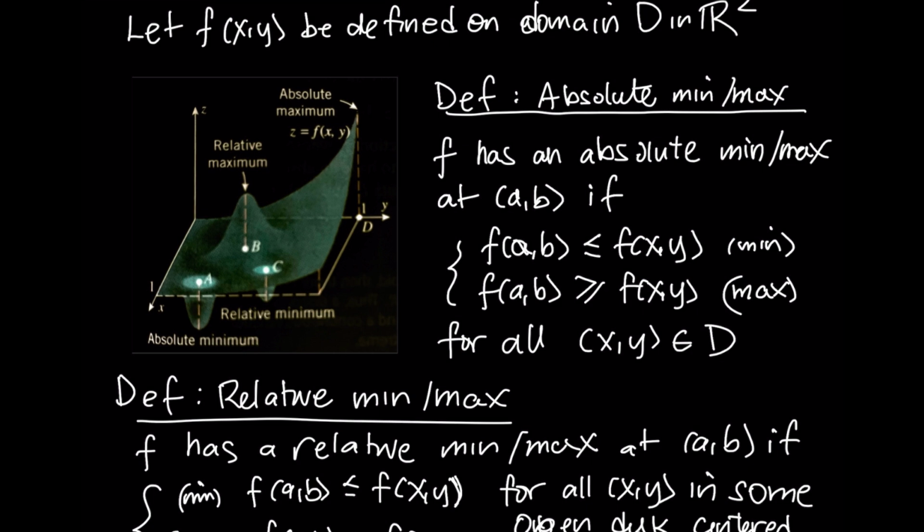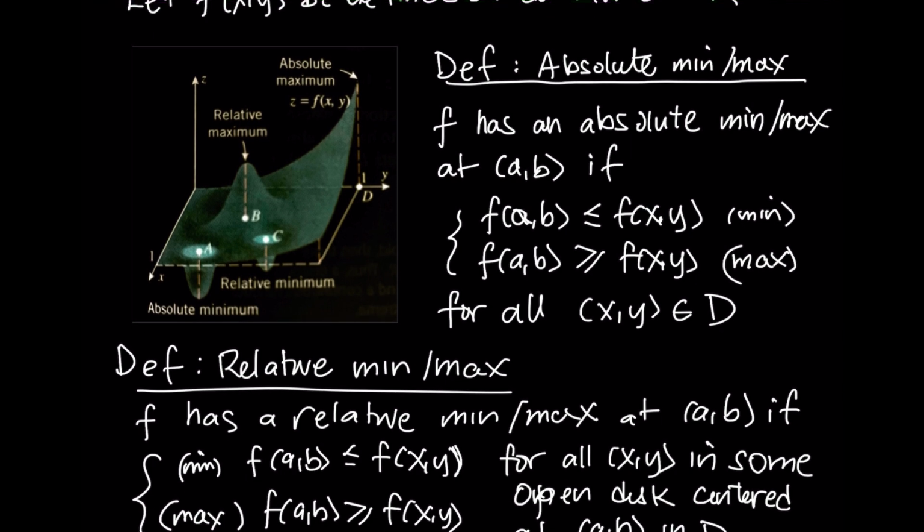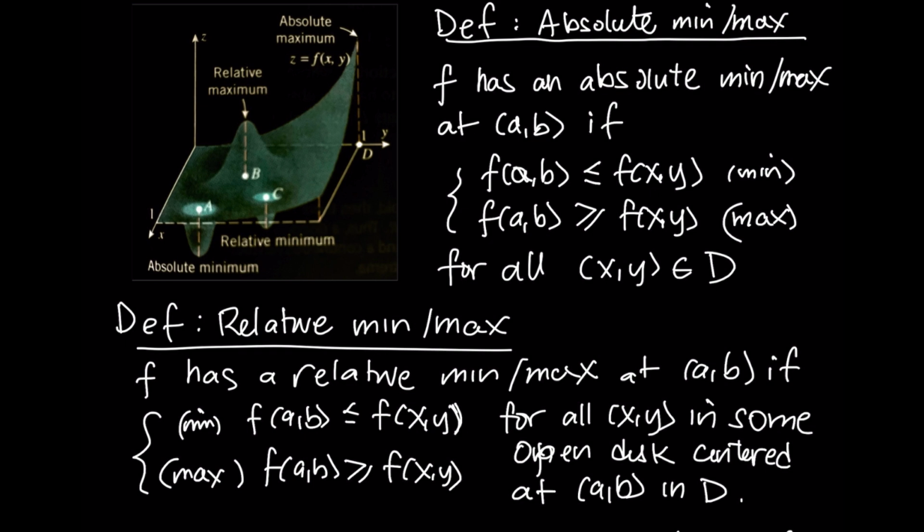Now remember that an absolute minimum or maximum can happen either in the interior of your domain, like it does for the minimum here, or it could happen at the boundary, at the endpoints of your domain, like it does for the absolute maximum.